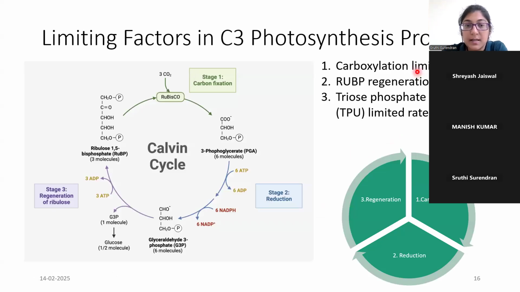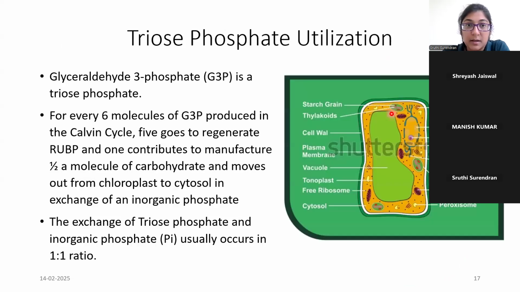So, like I said, the carboxylation limited rate is when the reaction of carbon dioxide and RuBP happens. The RuBP regeneration limited rate is when RuBP regeneration is controlling the net photosynthetic rate, and triose phosphate utilization is affecting the net carbon dioxide uptake or net assimilation rate.